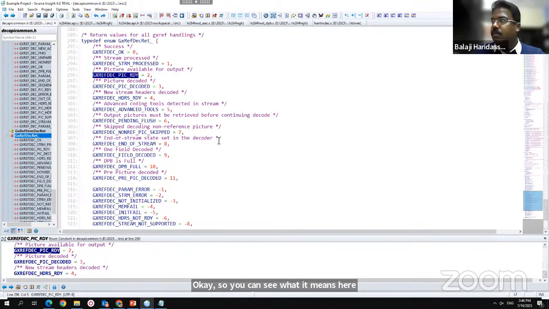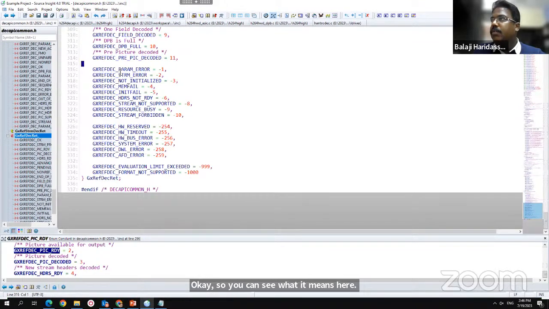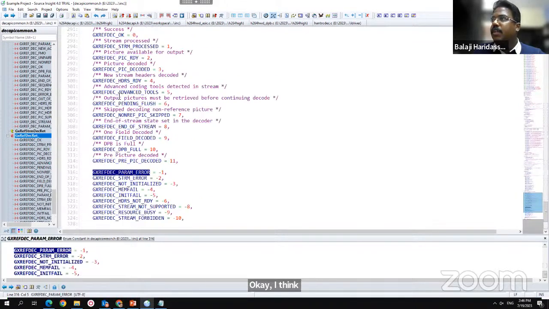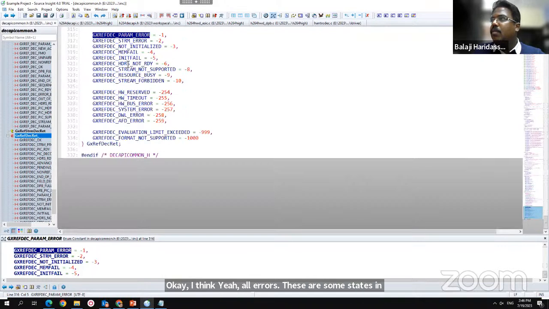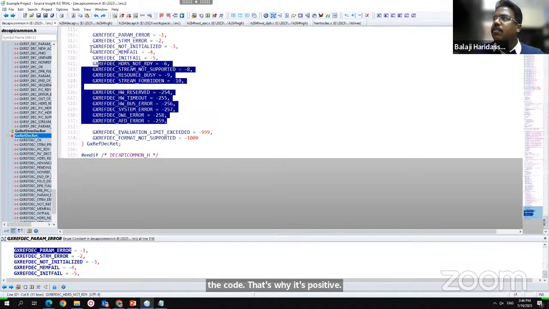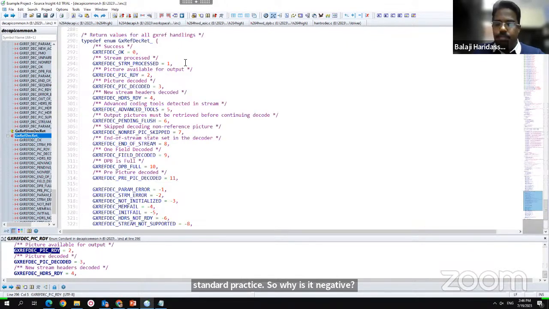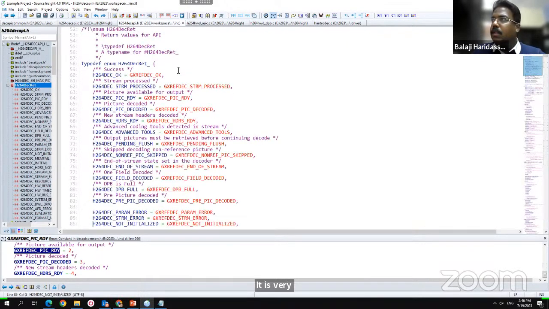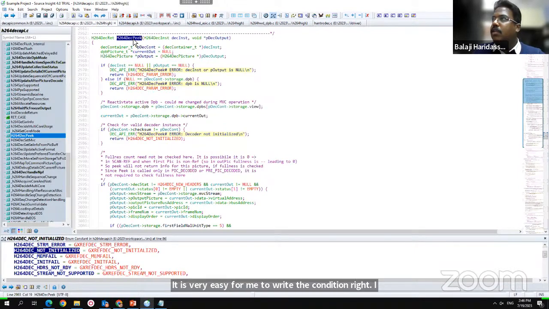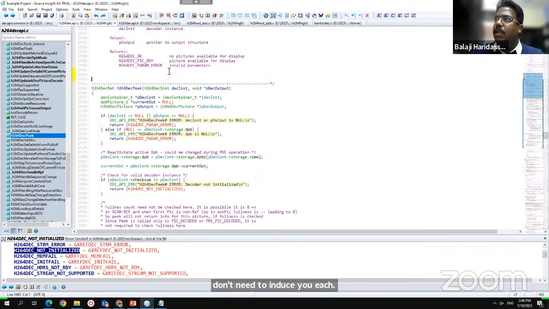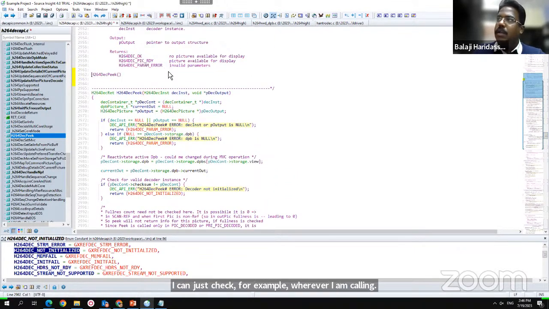I think here, these are some states in the code. That's why they are positive. But you can see all the errors are negative. This is a standard practice. So why is it negative? It is very easy for me to write the condition. I don't need to check individually. Wherever I'm calling fetch peak, I catch it in the return. I can just say if return is not equal to -1, do something.